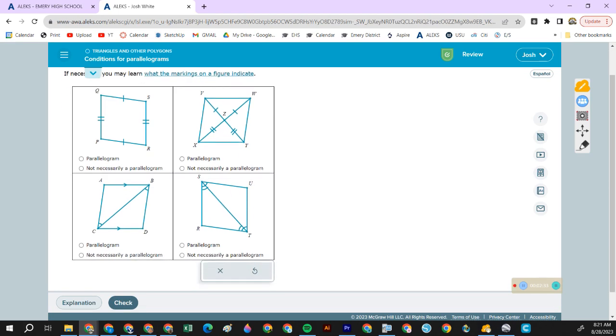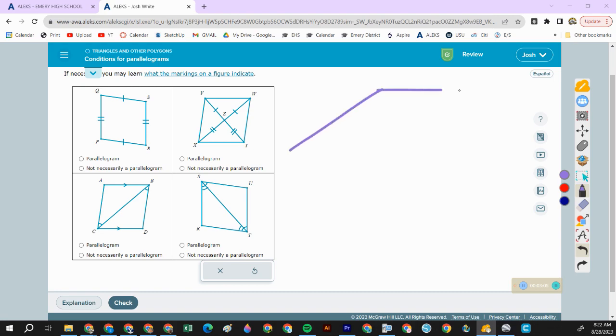All right, so what needs to happen in order for a quadrilateral to be a parallelogram? In the first one, opposite sides are equal. If the top is equal to the bottom and the left is equal to the right, does that guarantee that it's a parallelogram? It does. That is enough. So what about the second one?